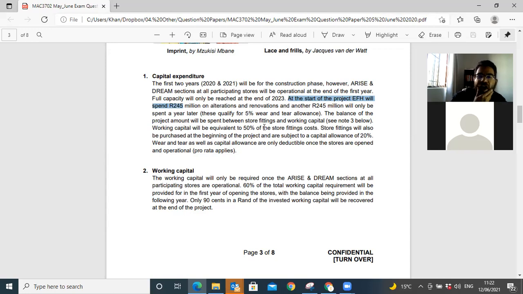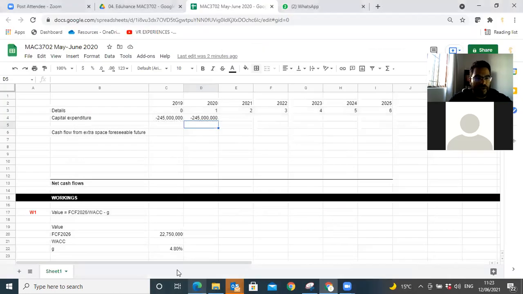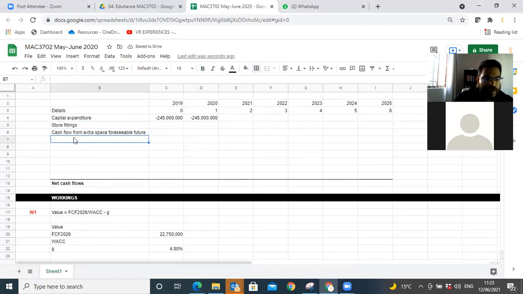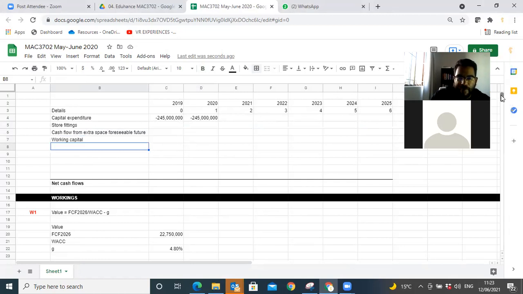Okay, so now we need to work out working capital and we need to work out the store fittings. Okay, so let's go and work that out. So here we'll put in store fittings. And we'll put in working capital over here. So let's go work out what are the store fittings and what is the working capital.